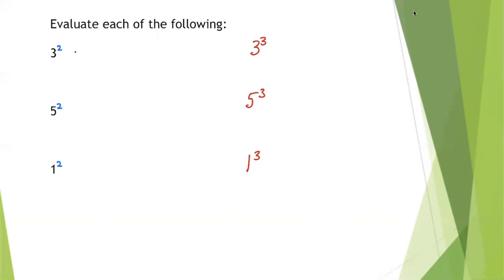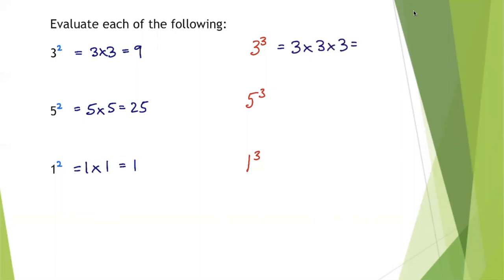Okay, so 3 squared, that's 3 times 3 is 9. 5 squared, which is 5 times 5 is 25. And 1 squared, 1 times 1 makes 1. 3 cubed is 3 times 3 times 3. Well, that is 3 times 3 is 9, times another 3 is 27. 5 cubed is 5 times 5 times 5. 5 times 5 is 25, times that by 5 again, and you get 125.